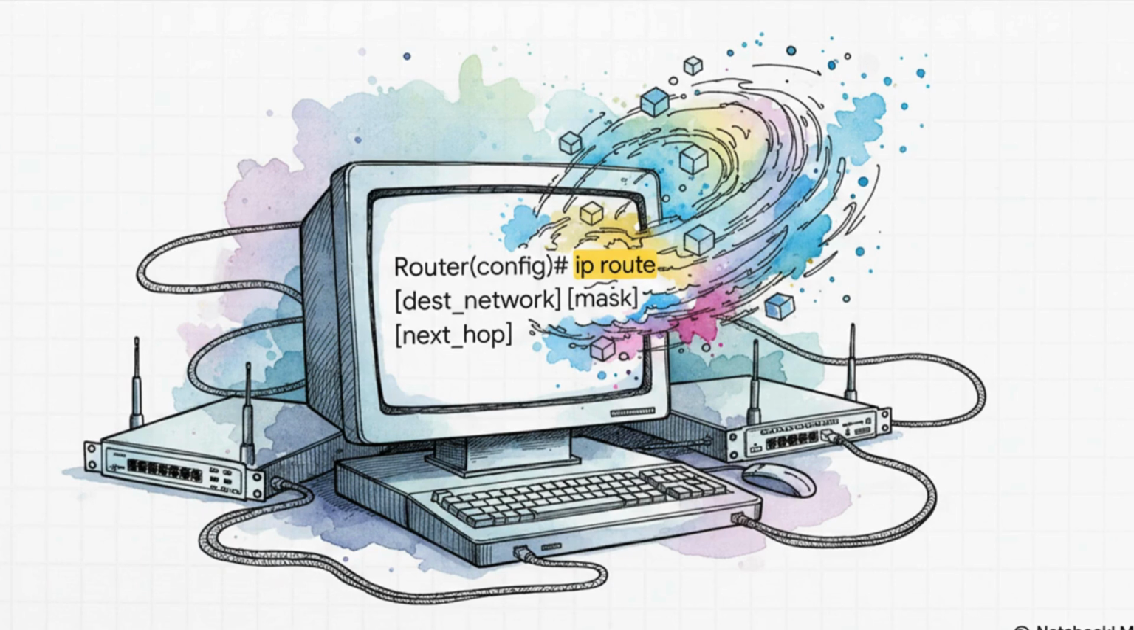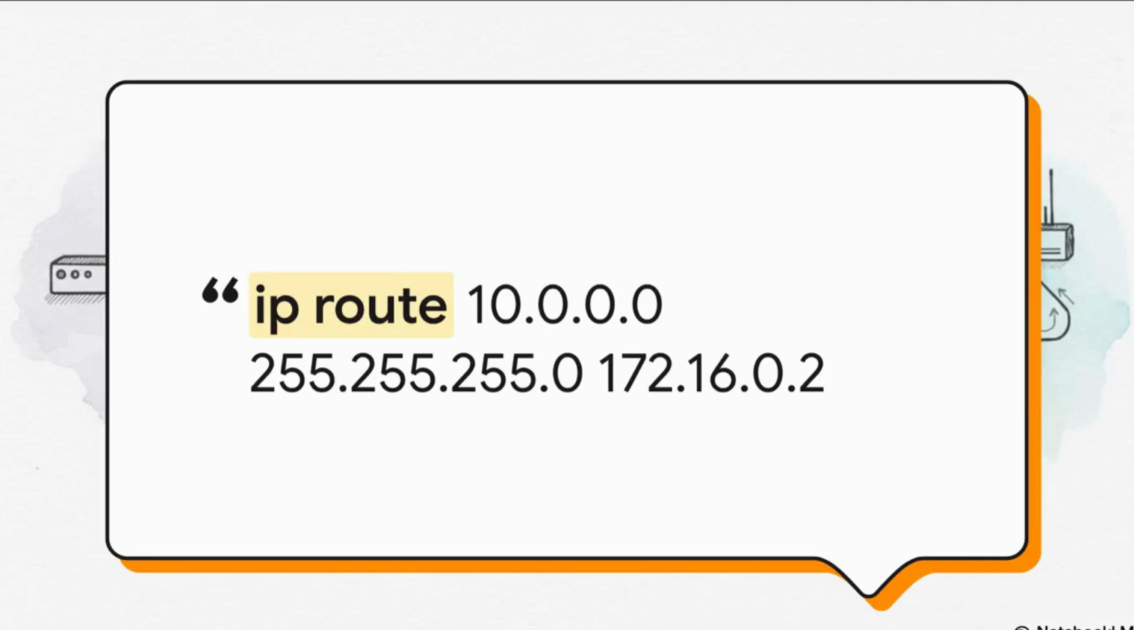When you're in global configuration mode, you can tell by that config in parentheses, establishing the path is as straightforward as typing the IP route command and then just following it up with our parameters, the destination network, the subnet mask, and that next hop IP. It is beautifully simple, but incredibly powerful. Let's walk through a real-world application of this exact command.